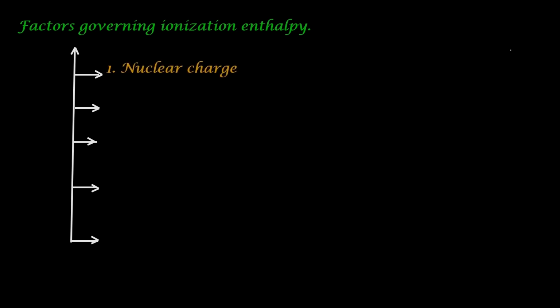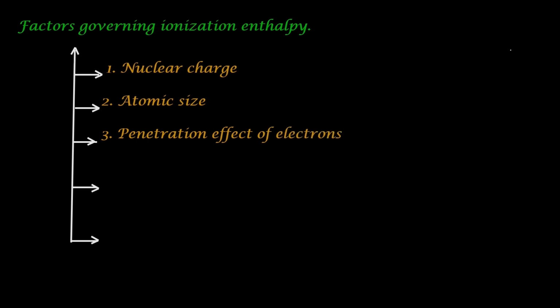First one, nuclear charge. Nuclear charge, as you know, is the number of protons present in the nucleus. Second one, atomic size. That is atomic radius. Third one, penetration effect of electrons. By penetration, we mean the closeness or nearness of the electron to its nucleus. Closer or nearer the electron to the nucleus, we say the penetration of that electron to the nucleus is more.